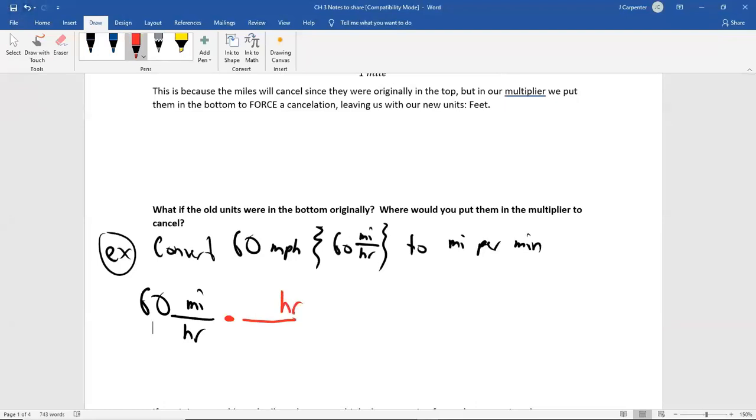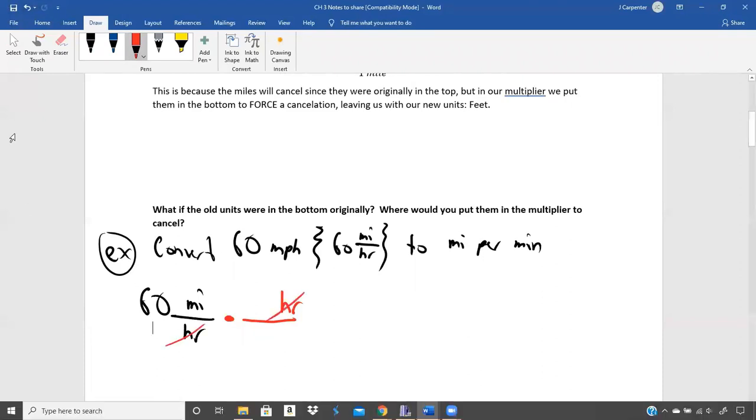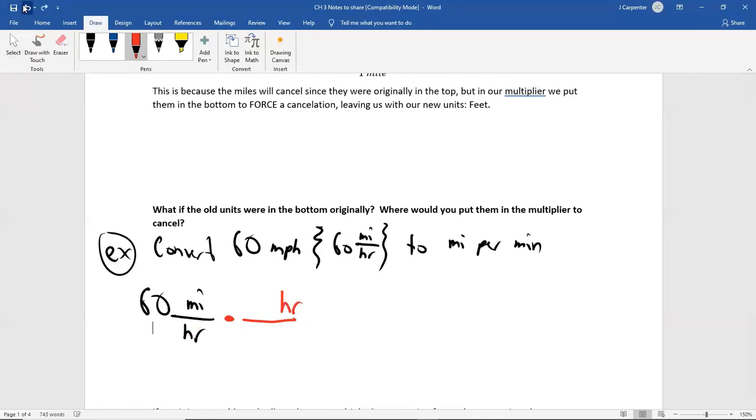Remember I said I figure out where my units go before even thinking about any numbers. That way these will cancel and we'll be left with whatever unit I decide to put in the bottom, which we're going to go with, of course, minutes. So now we just have to ask ourselves, how many hours is how many minutes? Hopefully everyone knows that 1 hour is 60 minutes. And again, we'll see our hours cancel.